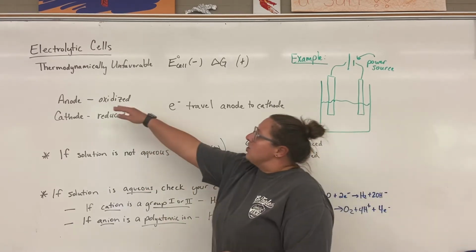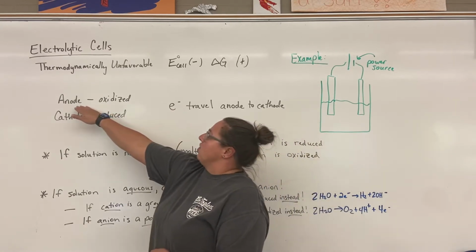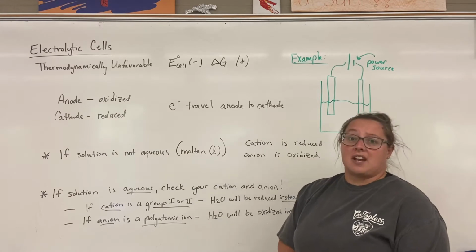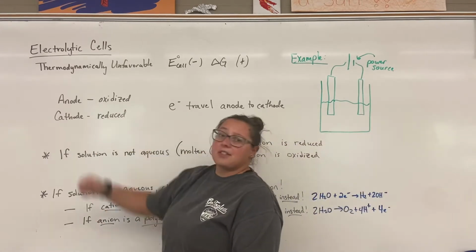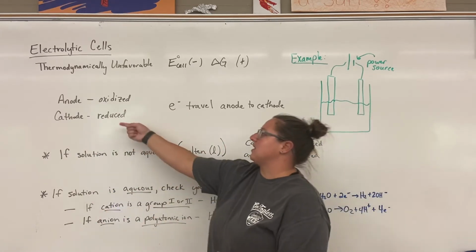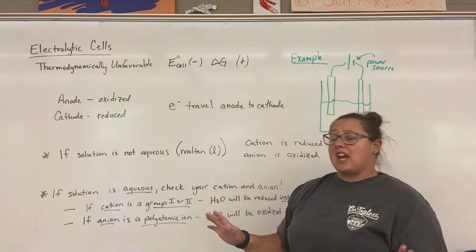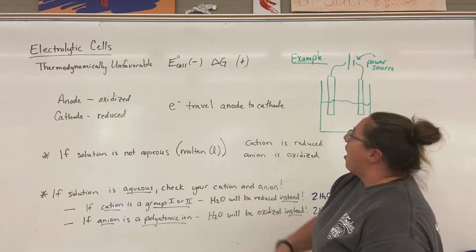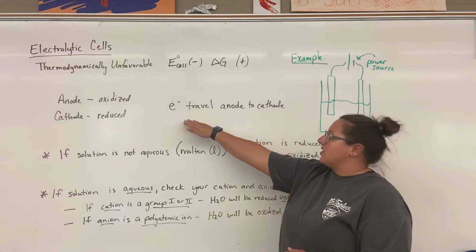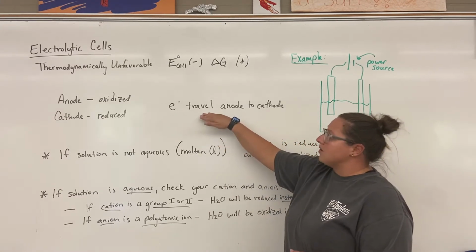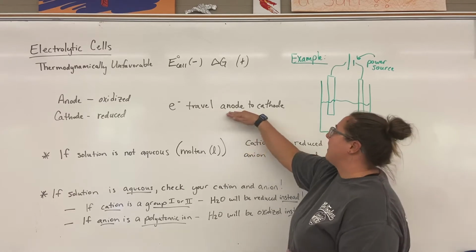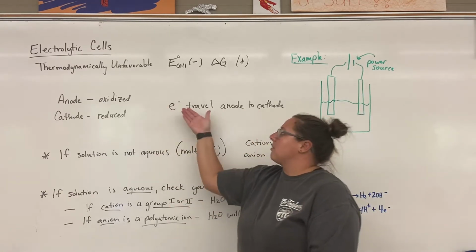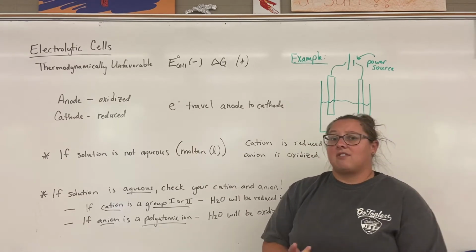And so just like in our galvanic cells, your anode is always going to be where the species is oxidized. Your cathode is always going to be where the species is reduced. So that hasn't changed. Oxidized at the anode, reduced at the cathode. Also, what hasn't changed is that our electrons will still travel anode to cathode. That hasn't changed either. So these are the same things whether or not you're dealing with a galvanic or an electrolytic cell.